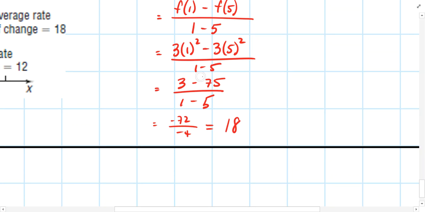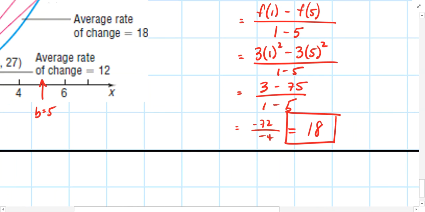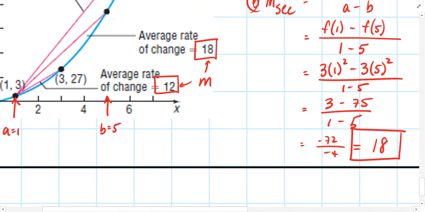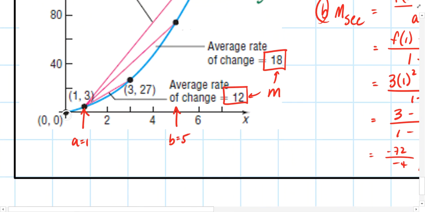You'll notice that when we subtracted in this order, we ended up with a negative 72 divided by a negative 4, which is good news because the solution ends up being a positive 18. And as our chart indicated, the average rate of change should have been positive 18. Now here again, average rate of change does mean slope. So the slope of this line and this line are 18 and 12 respectively.